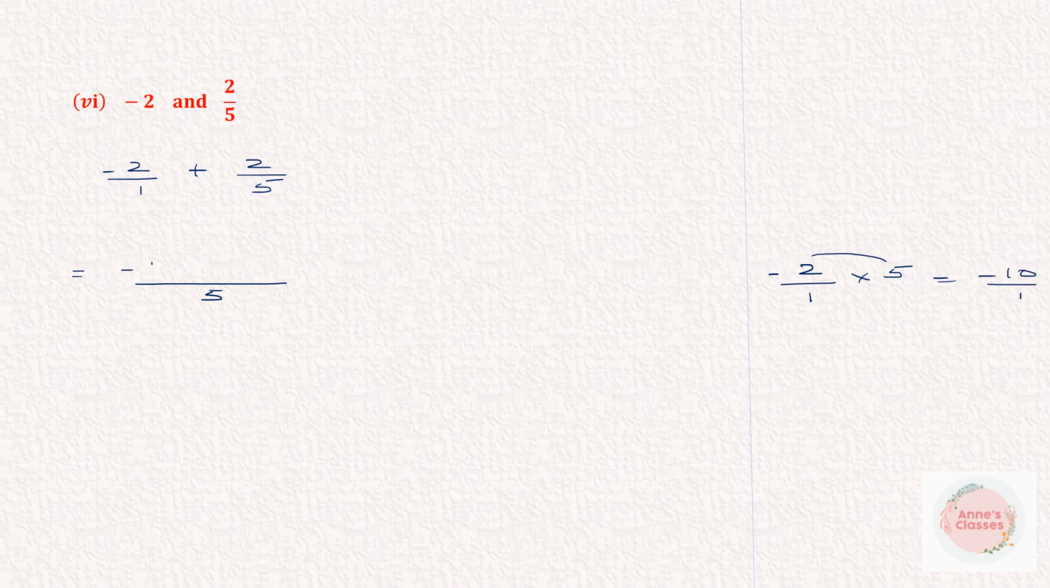We can write here minus 10 plus 2 by 5. Take the second fraction and multiply it by the LCM, which is 5. Here 5 and 5 get cancelled, and what is left is only 2. So we can write 2 here. So here we have minus 10 plus 2. Put the sign of the bigger number and subtract. 10 minus 2 is 8. Minus 8 by 5. Now we can convert this to a mixed number. So the sign is minus 8 by 5.